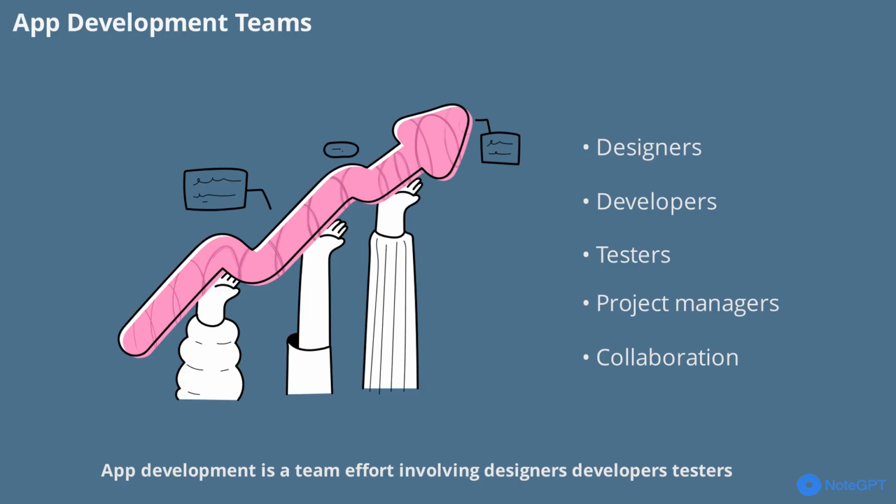App development is a team effort involving designers, developers, testers, and project managers. Collaboration is key to turning ideas into successful apps. Each team member brings unique skills, ensuring the app meets user needs and business goals.